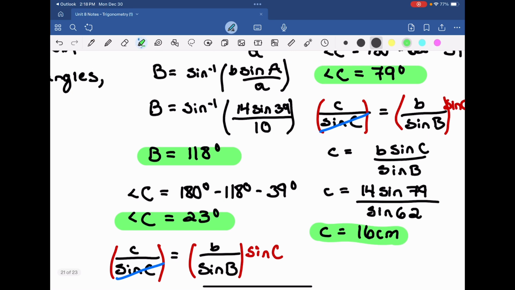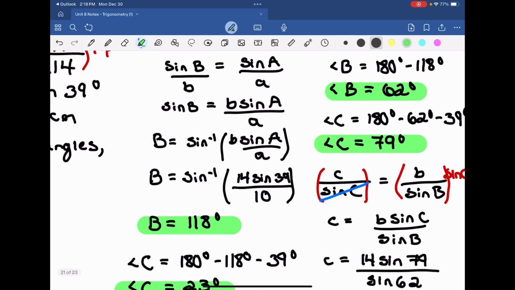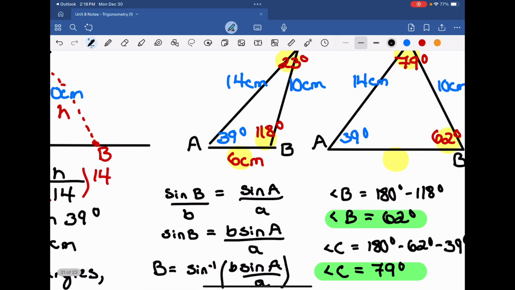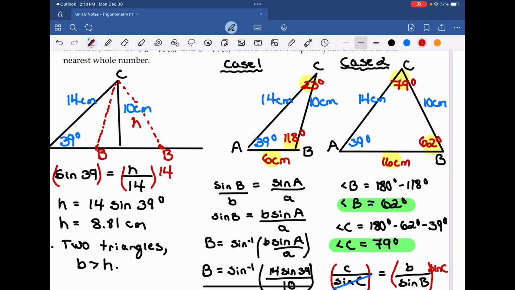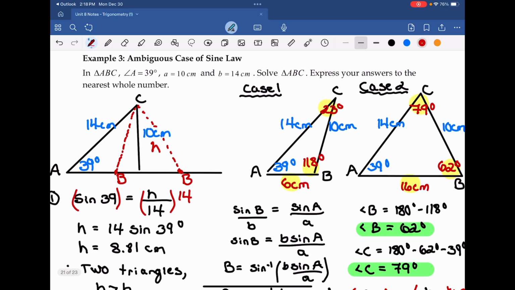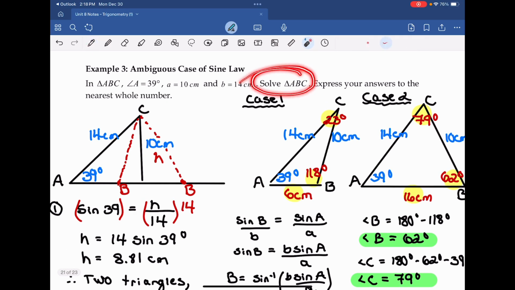Perfect. Okay, now I'm going to make sure that's just a little bit straighter there. Perfect. We're going to go back up to our triangle and we're going to write this in. So we're writing in 16 to our triangle, 16 centimeters. Perfect. And now, do you see how both triangles have all three angles and all three sides? Therefore, you've done what they've asked and you've solved for the ABC triangle for all possible cases.